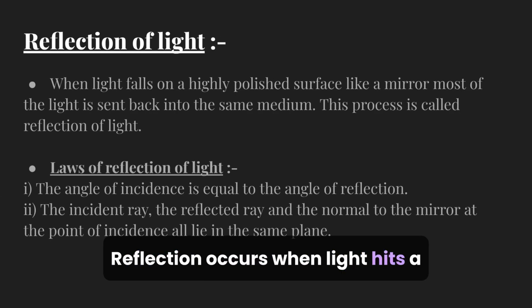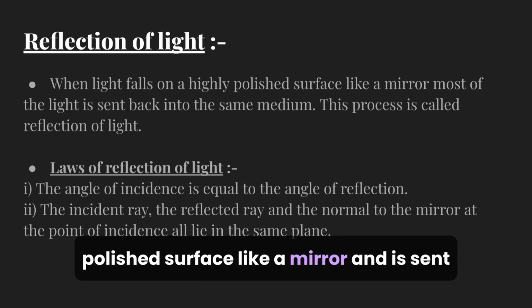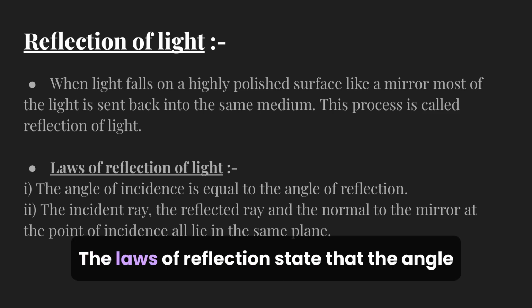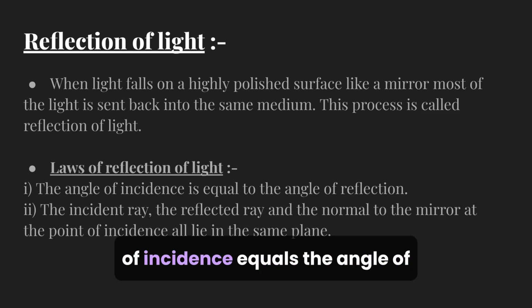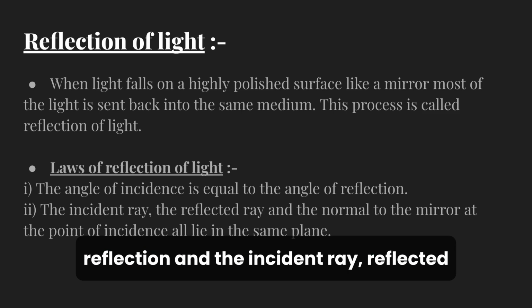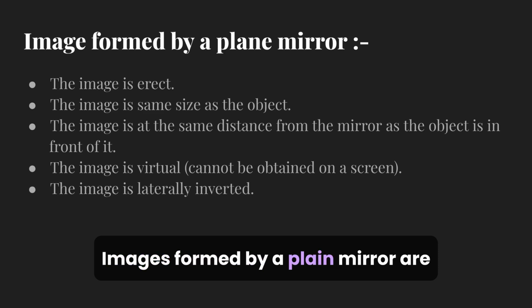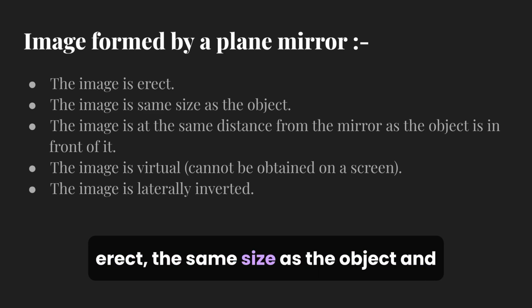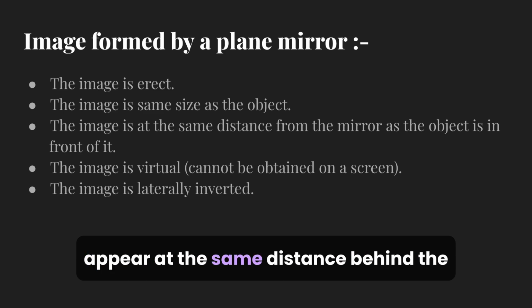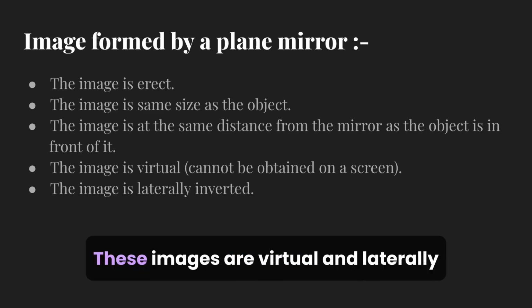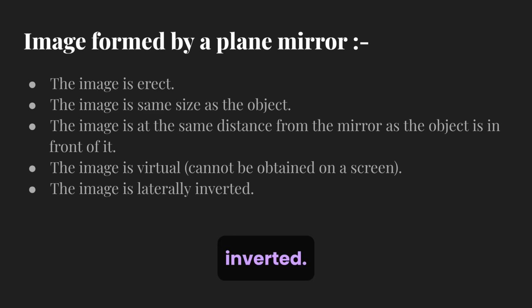Reflection occurs when light hits a polished surface, like a mirror, and is sent back. The laws of reflection state that the angle of incidence equals the angle of reflection, and the incident ray, reflected ray, and normal all lie in the same plane. Images formed by a plane mirror are erect, the same size as the object, and appear at the same distance behind the mirror. These images are virtual and laterally inverted.